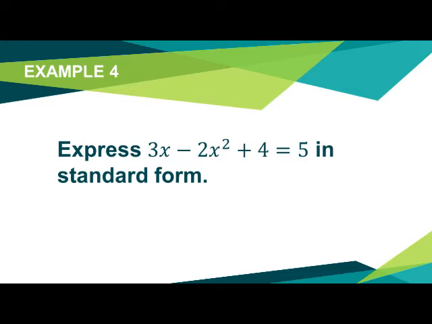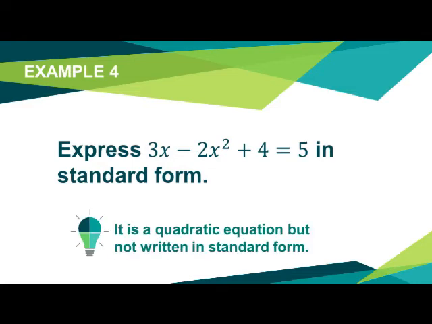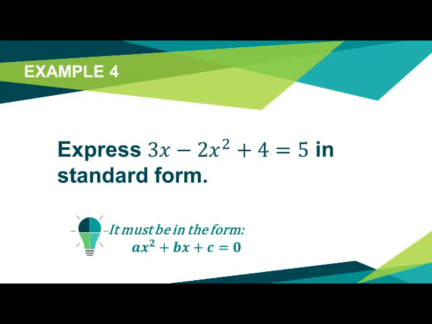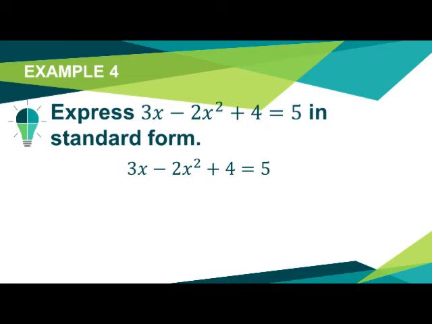Express 3x minus 2x squared plus 4 is equal to 5 in standard form. Again, it is a quadratic equation but not written in standard form. It must be in the form ax squared plus bx plus c is equal to 0. We will apply addition property of equality by adding negative 5 on both sides of the equation to make the equation equal to 0. So it will become 3x minus 2x squared plus 4 minus 5 is equal to 5 minus 5.